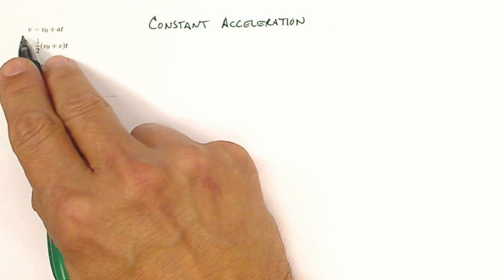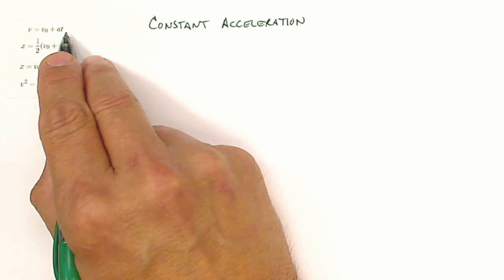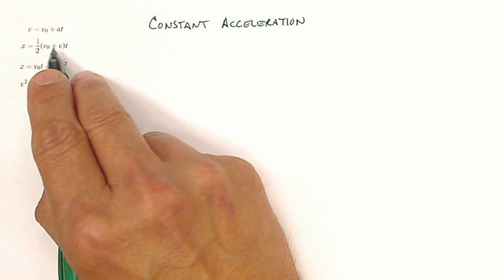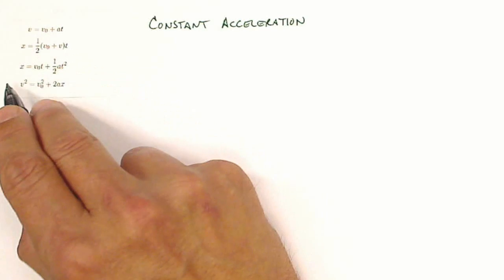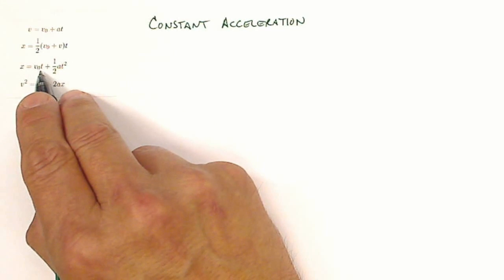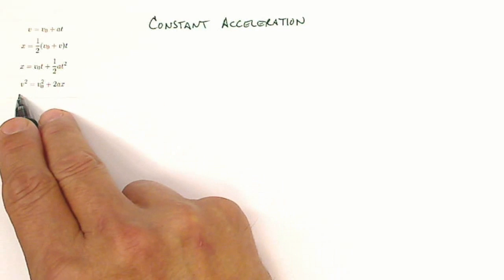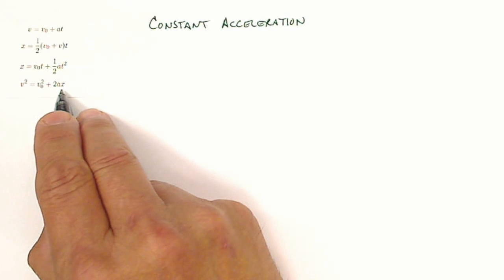Our 4 equations are: final velocity equals initial velocity plus acceleration times time. My position is 1/2 of my initial velocity plus my final velocity, which is my average velocity, times my time. My position is my initial velocity times time plus 1/2 acceleration times time squared, and my final velocity squared is my initial velocity squared plus twice the acceleration times the displacement.